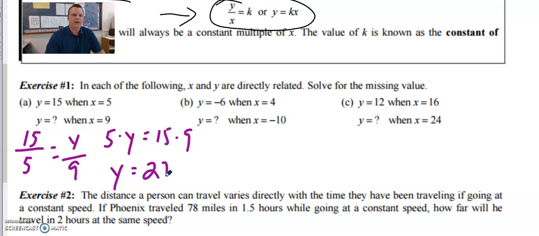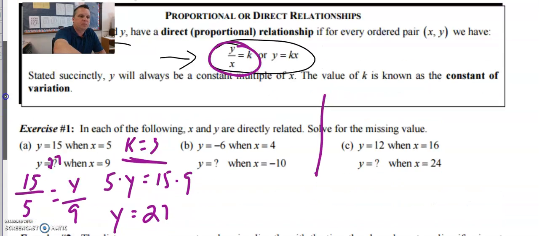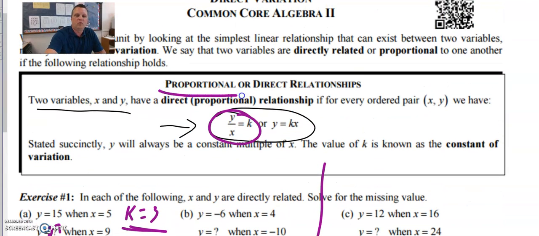So they're directly related, because if I put this y in as 27, going back up here, 15 divided by 5 has a constant of variation of 3, and 27 divided by 9 has a constant of variation of 3. So that's what it means with your direct relationships, and they are proportional.